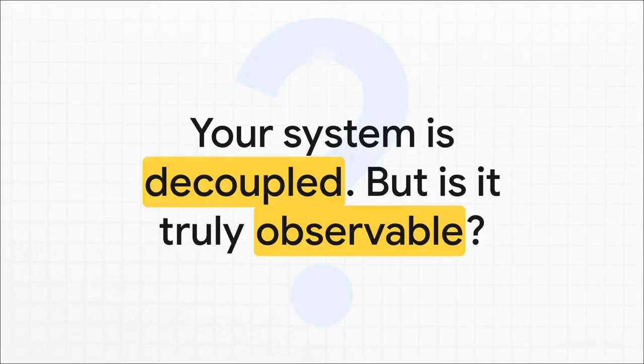So you've done it. Your system is this beautiful, loosely coupled collection of services. It's responsive and it's resilient. But, and you know there's always a but, this new architecture creates a whole new challenge. When a single click from a user can now trigger a dozen different asynchronous workflows, how in the world do you see what's actually going on under the hood? Your system is decoupled, but is it truly observable? Well, that's a whole other can of worms for another day.